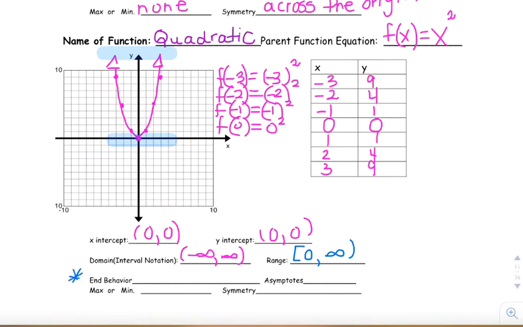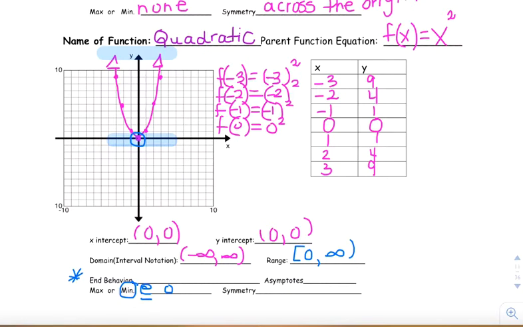The quadratic parent function does actually have a minimum or a maximum. In fact, it is a minimum. The lowest value on this graph is 0. Now, we will only include the y value because if we're talking about a maximum or minimum, we're talking about high versus low, and our lowest here is 0. So therefore, we have a minimum at 0.